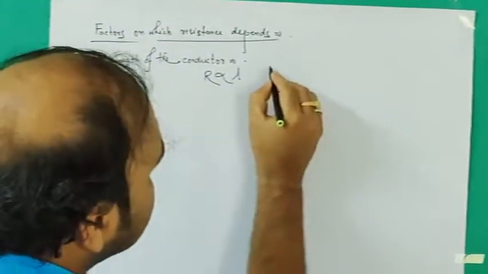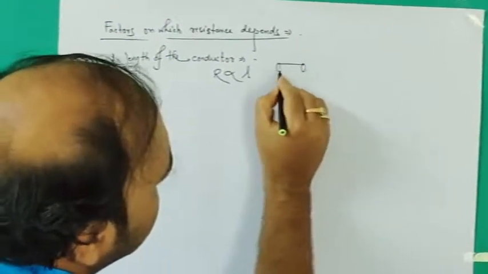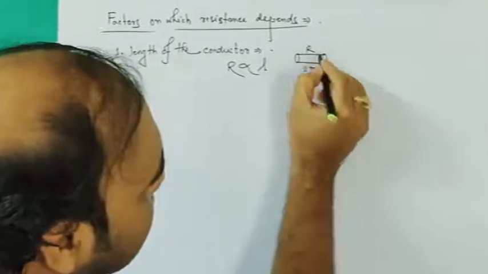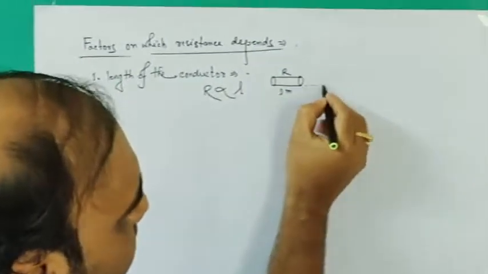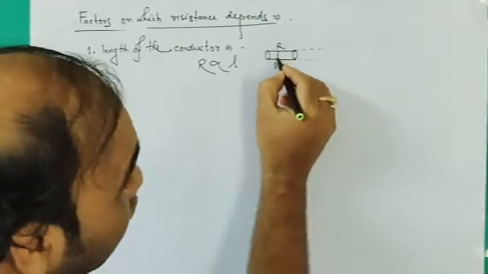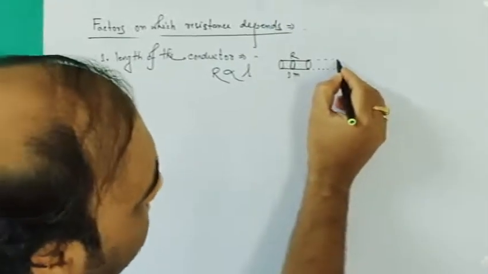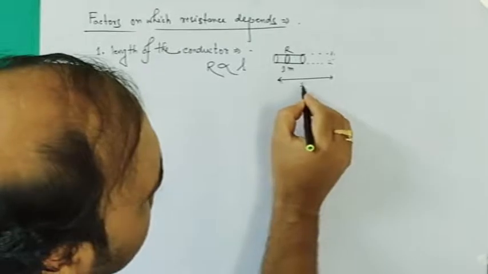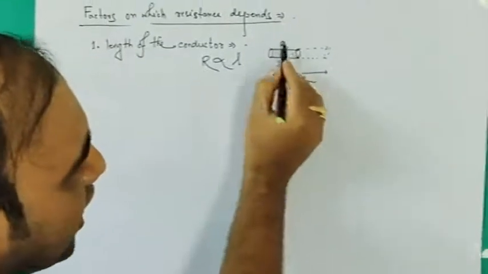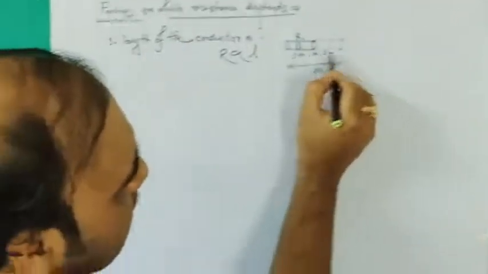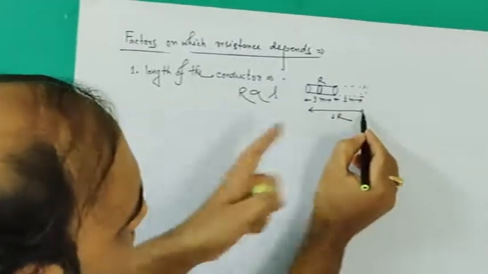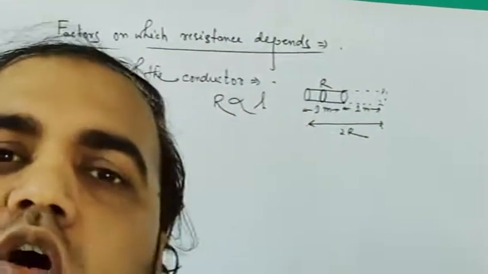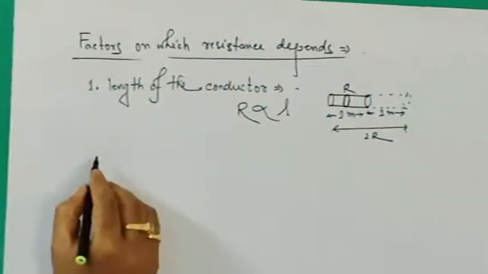Means if we consider the length of 1 meter of iron to be, suppose, R. If we increase the same iron rod, means same width or same cross-sectional area, by another 1 meter, then the total resistance will be 2R. Means resistance will increase as the length increases.